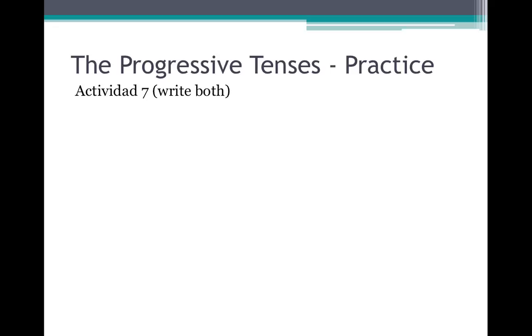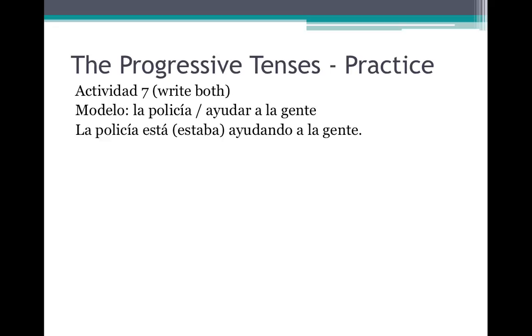All right, we're going to practice. Actividad 7. I want you to practice both the present and the past progressive tenses. It's going to give you a subject like policía, and then ayudar la gente. We're talking about the earthquake, I think, in Mexico City. So what you're going to do is la policía está ayudando a la gente. They are helping the people, and then they were helping. Estaba ayudando a la gente.